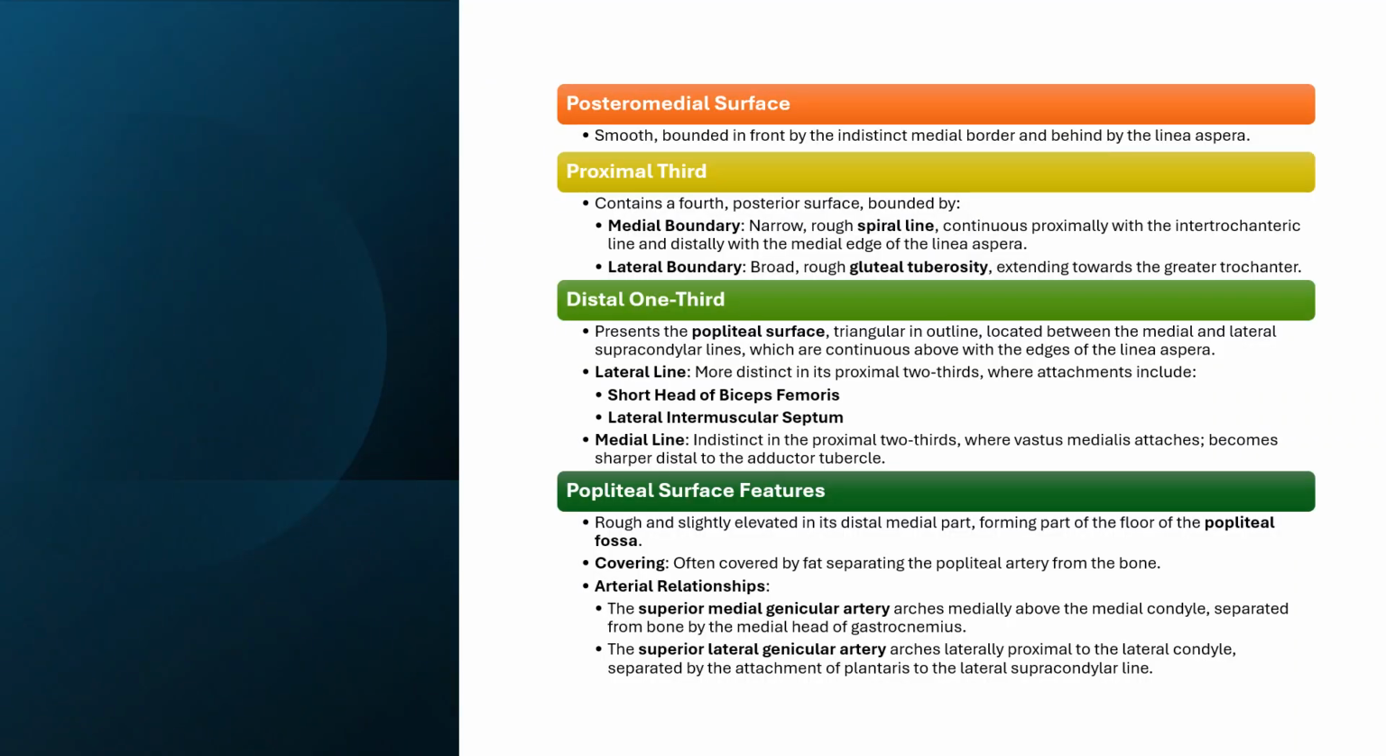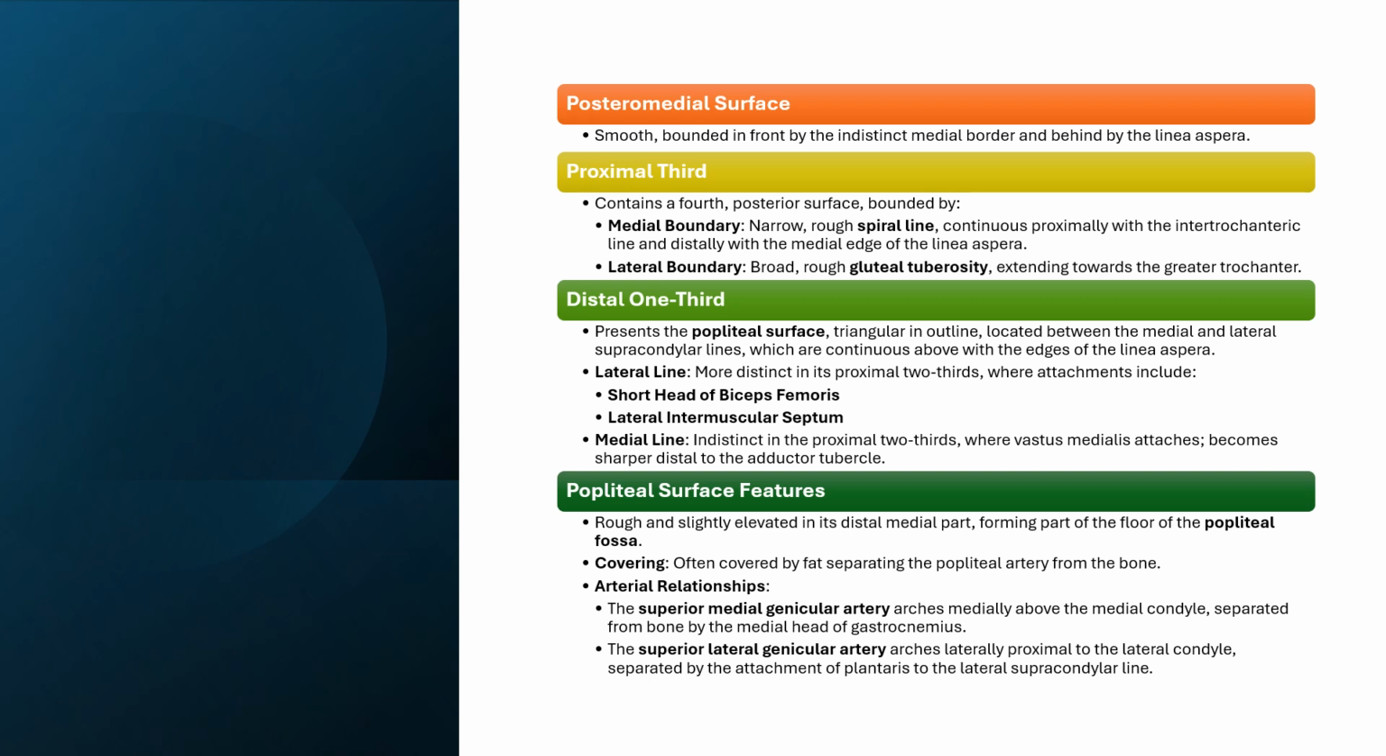The posteromedial surface of the shaft is smooth, bounded in front by the indistinct medial border and behind by the linea aspera. The proximal third: the medial boundary is the narrow, rough spiral line, continuous proximally with the intertrochanteric line and distally with the medial edge of the linea aspera. The lateral boundary is the broad, rough gluteal tuberosity extending toward the greater trochanter. The distal third presents the popliteal surface, triangular in outline, located between the medial and lateral supracondylar lines, which are continuous above with the edges of the linea aspera.